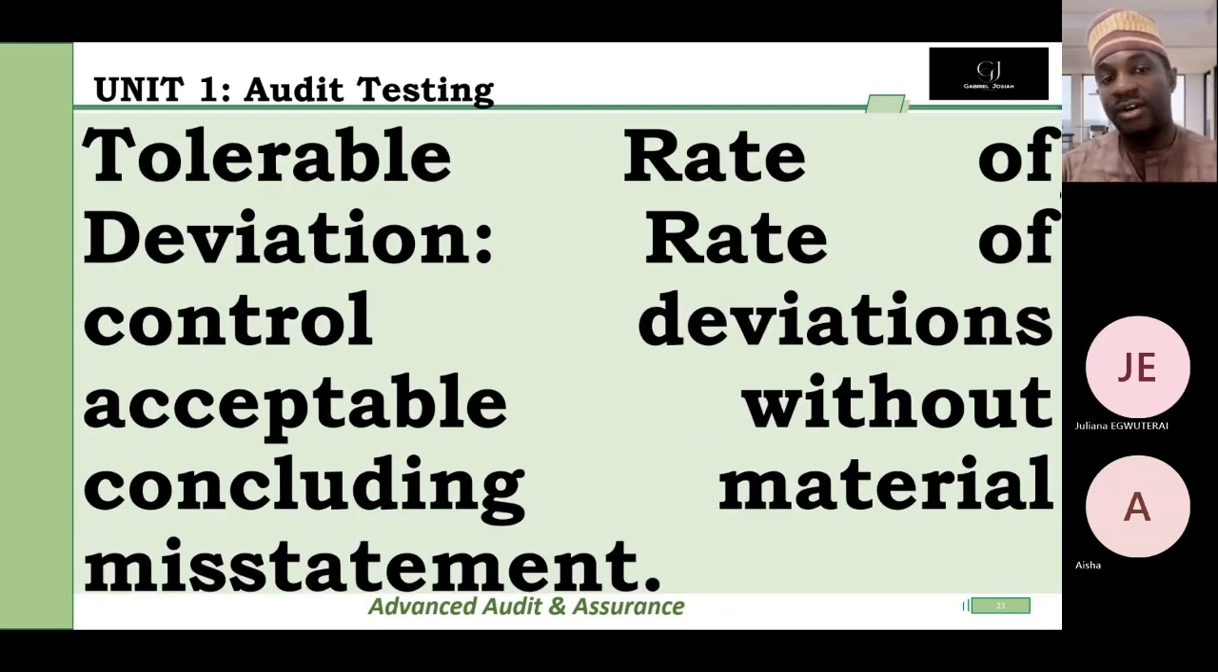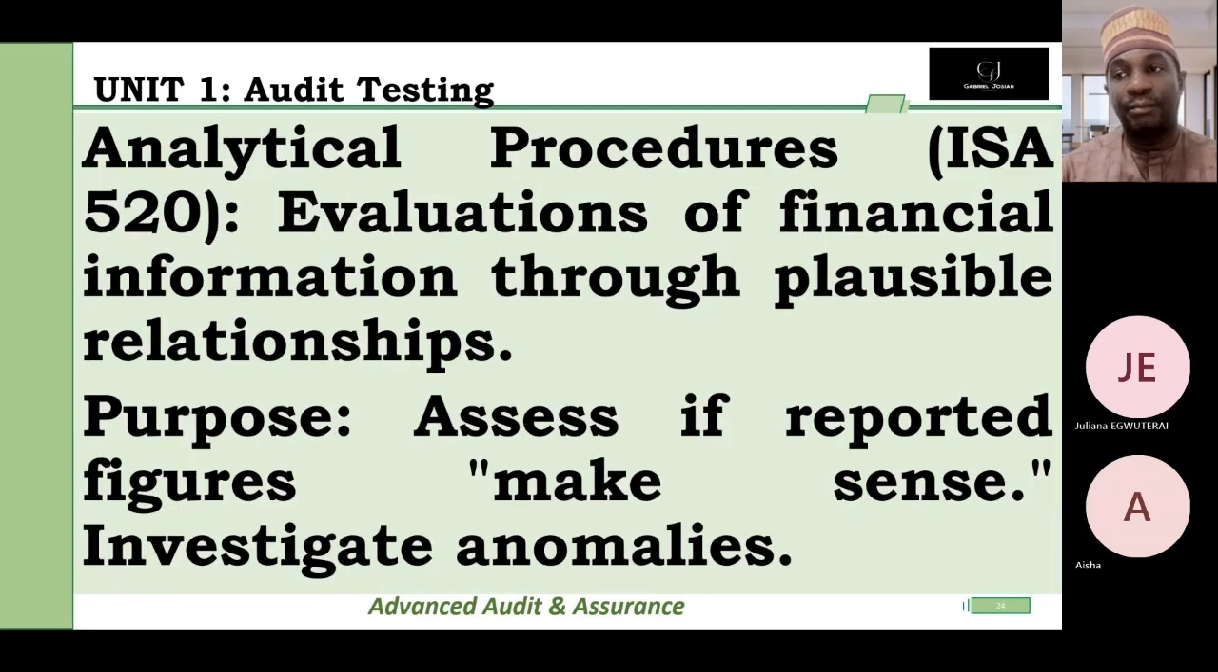So your tolerance rate of deviation is also important. The rate of control deviations acceptable without concluding misstatement is based on the amount, the size, and the significance in the financial statements. This is very important. So your analytical procedures should always come when materiality is questioned. And that's what ISA 520 speaks to. Where you have issues with sampling and some figures, your analytical procedures have to come in.